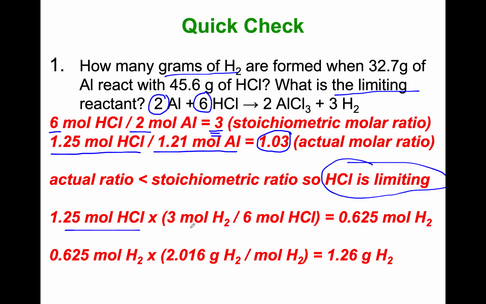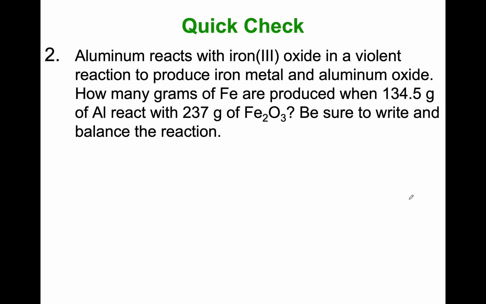So if you do that, you just have to do one stoichiometry problem, HCl to grams of hydrogen. So that's two scenarios giving you another way to do this, determining limiting reactant from stoichiometry. So let's take a look at another problem here.